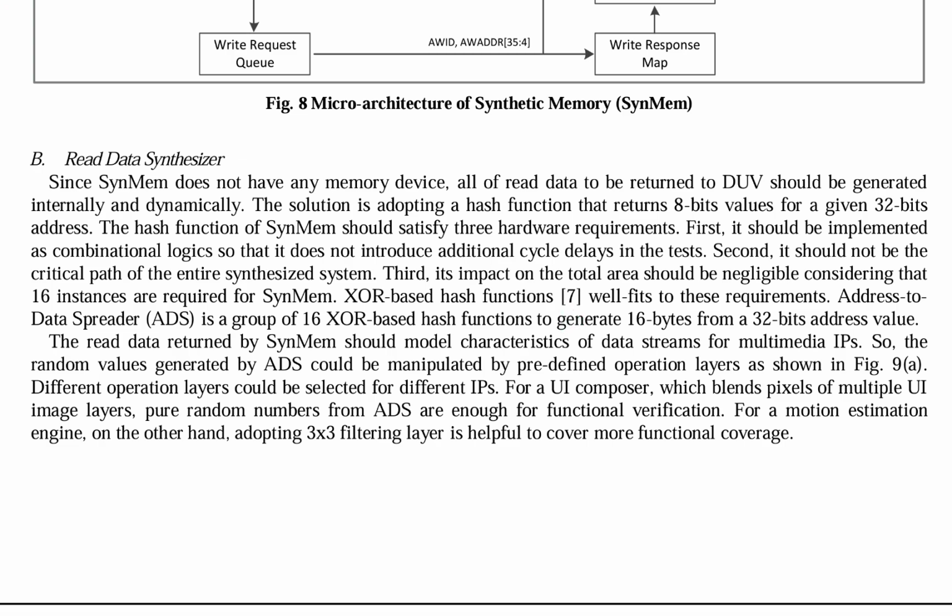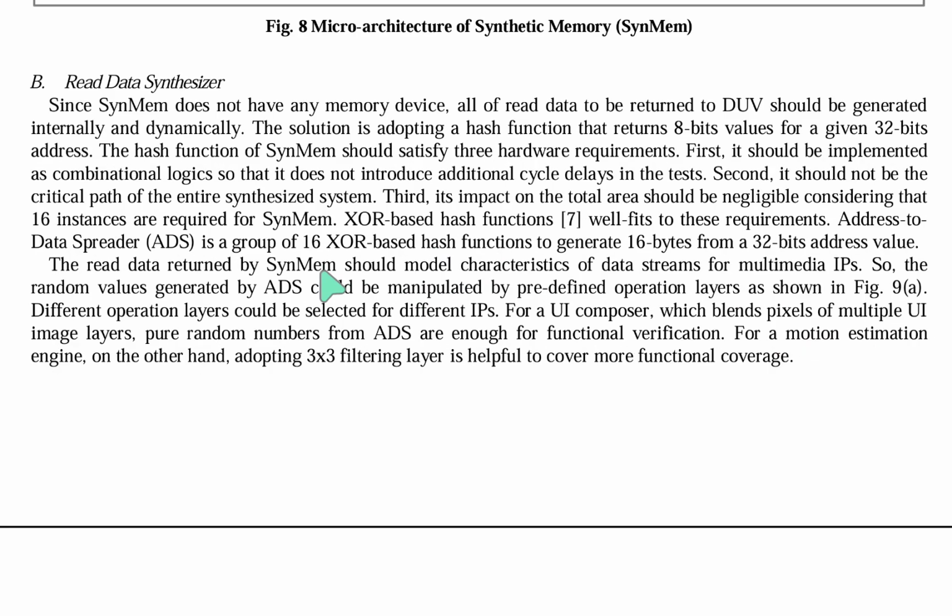Address to data spreader, ADS, is a group of 16 exact hash functions to generate 16 bytes from a 32-bit addressable value. The read data returned to a SynMem should model the characteristics of data streams for multimedia IPs, so the random values generated by ADS could be manipulated by predefined operation layers as shown in figure 9a.